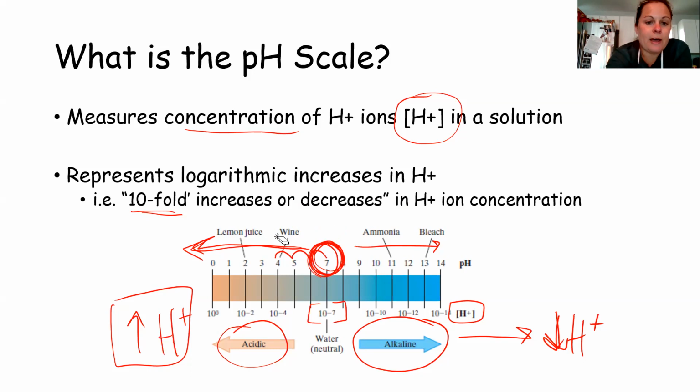But what if I start at 7 and I want to decrease the H+ ion concentration? Let's say I decrease the H+ ion concentration 100-fold. That way, I'm going to go this way 2 ticks. 10, 100, my new pH is 9.